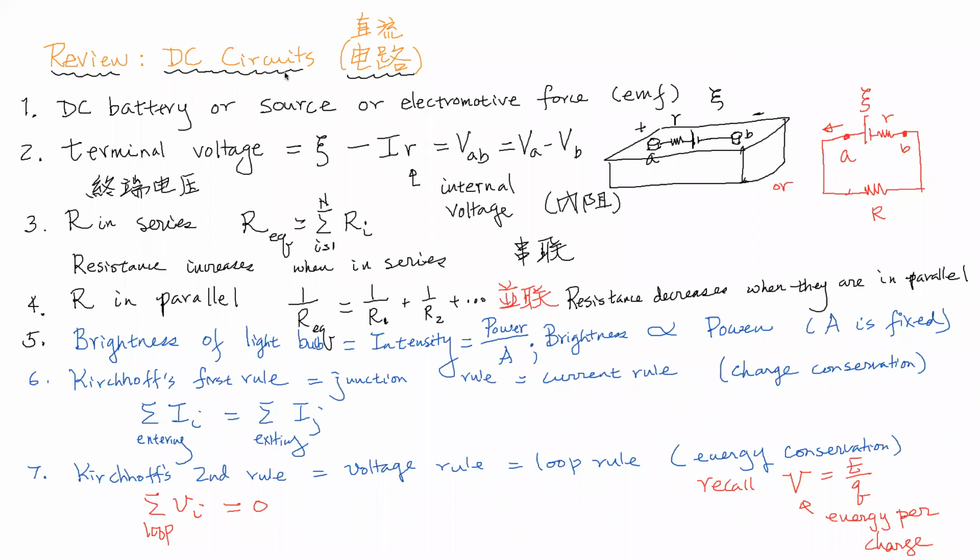Review DC circuit. So in Chinese, 直流电路. DC means 直流, circuit is 电路. Another terminology, terminal voltage, 终端电压. So terminal is 终端, voltage is 电压. Little r is called internal resistance. So inside the battery, 内阻.